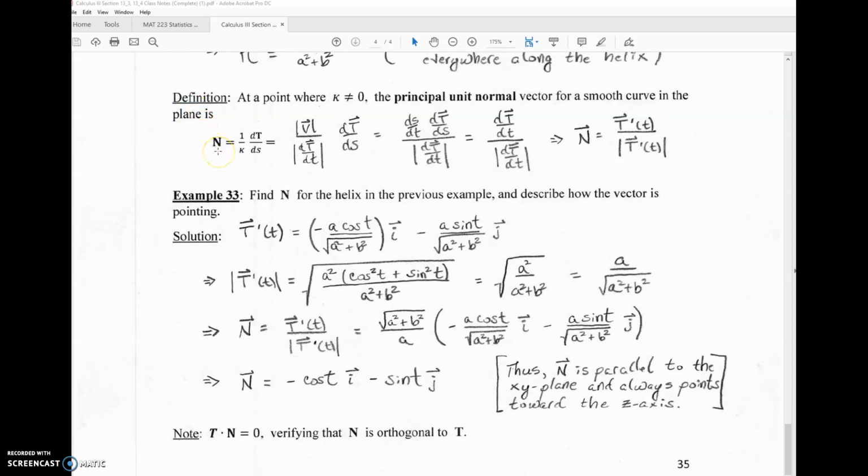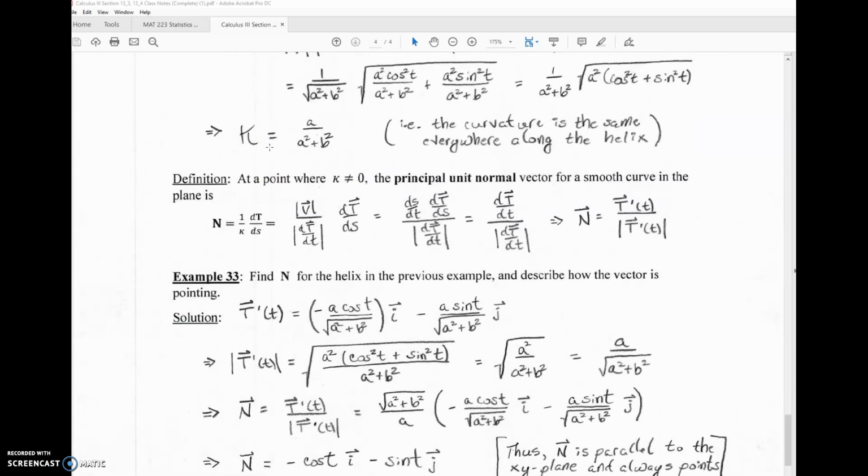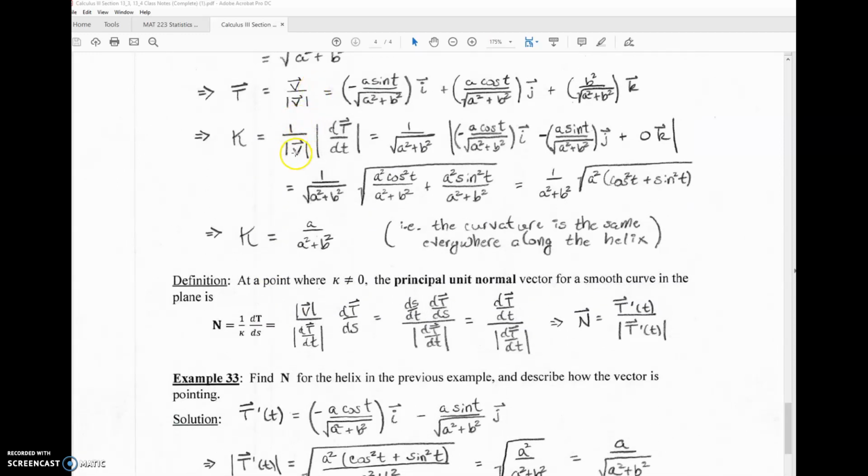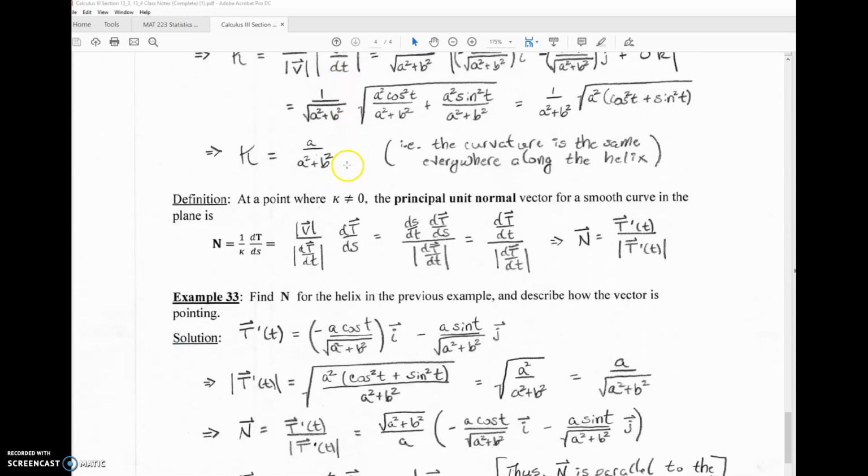So the normal vector is 1 over the curvature times the rate of change with respect to arc length, dT/ds, of the unit tangent vector. We can manipulate this a little bit. We know that curvature is defined as 1 over the speed, 1 over the magnitude of velocity, times the magnitude of the rate of change of the unit tangent vector, dT/dt. So we can flip that over: 1 over curvature would be the speed, the magnitude of velocity, divided by the magnitude of dT/dt, times dT/ds.